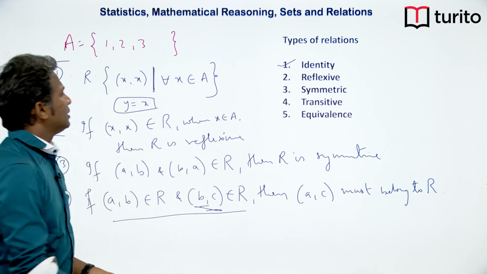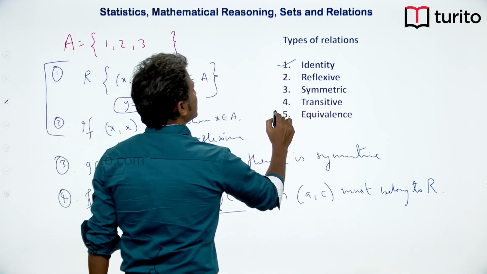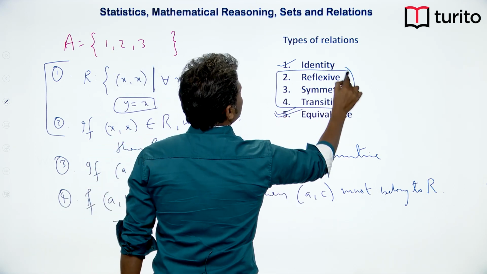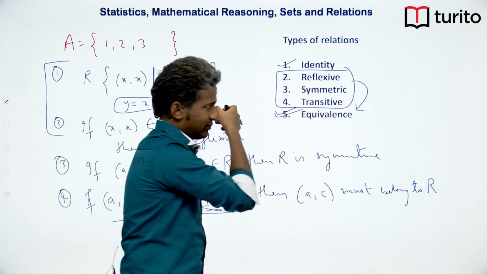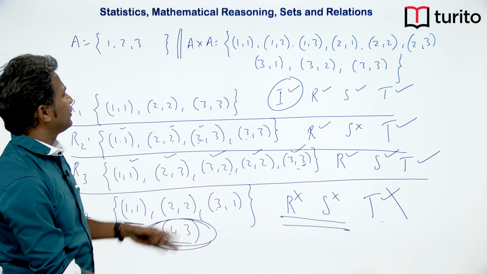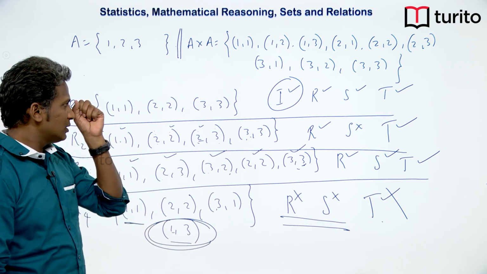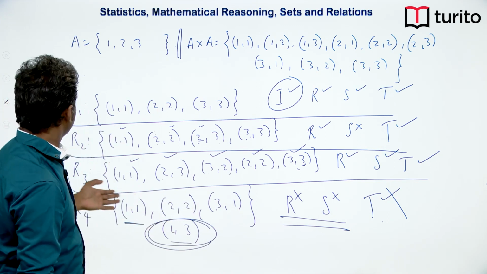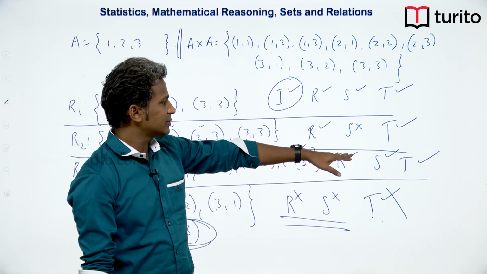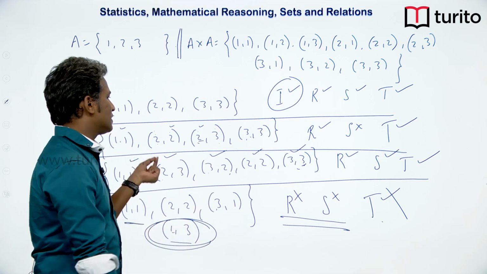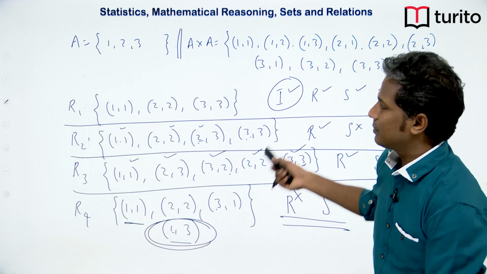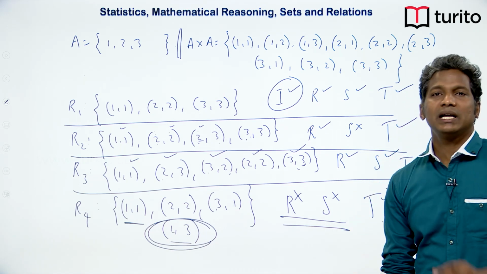Now, coming to the last one, which is the equivalence relation. If a relation is reflexive, symmetric and transitive, then it becomes an equivalence relation. So, here if you check in which relation all three are present, this R3 is the relation in which all three are present, which are reflexive, symmetric and also transitive. So, this becomes an equivalence relation. This is a basic example of how to proceed with the problems in the exam.